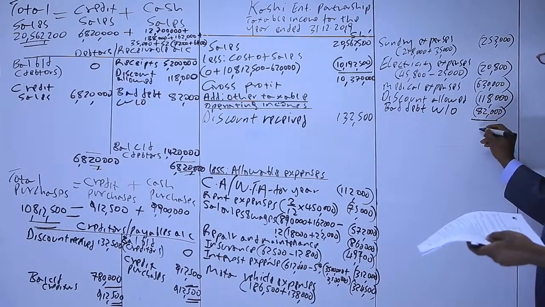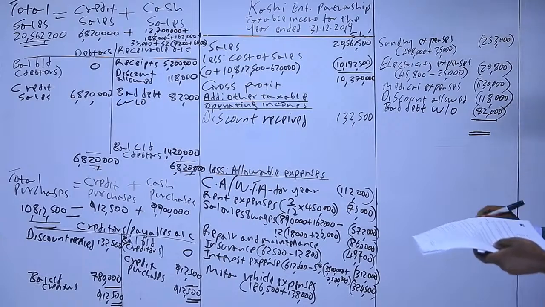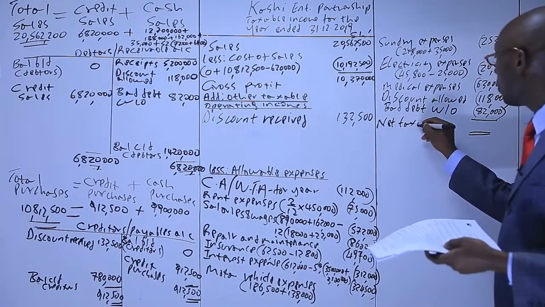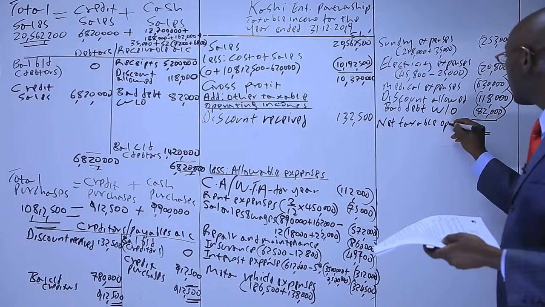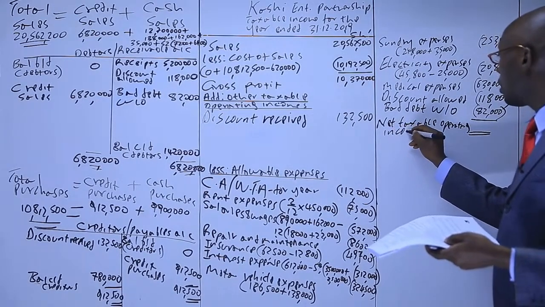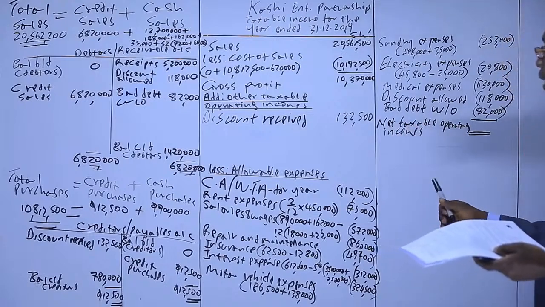What remains, and this being a partnership, it should end here, is to get the net taxable operating income. So how do you get the net taxable operating income?